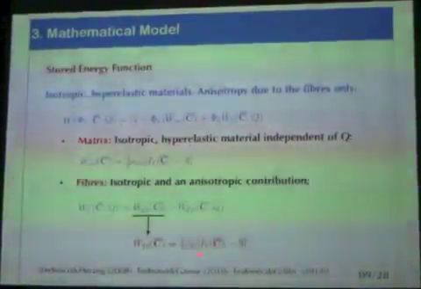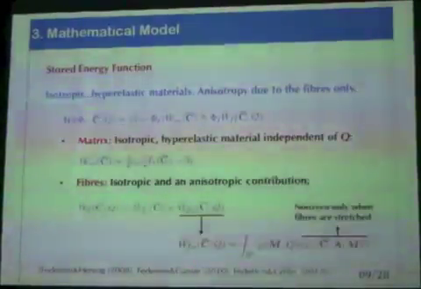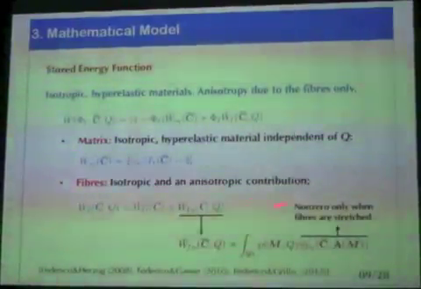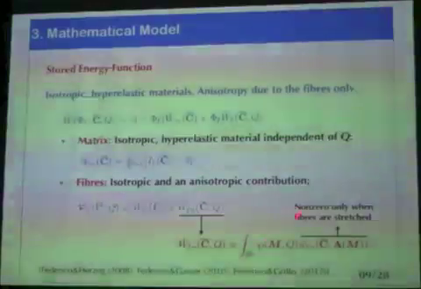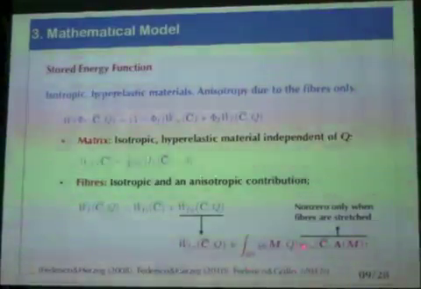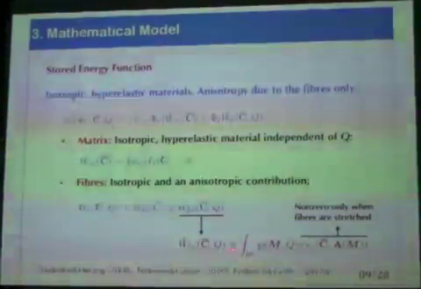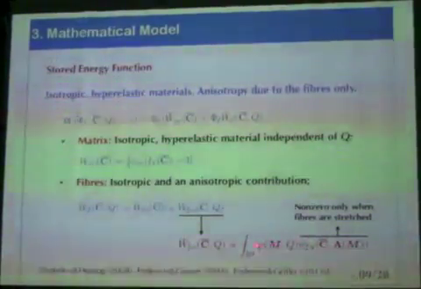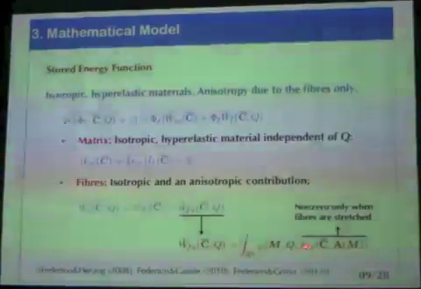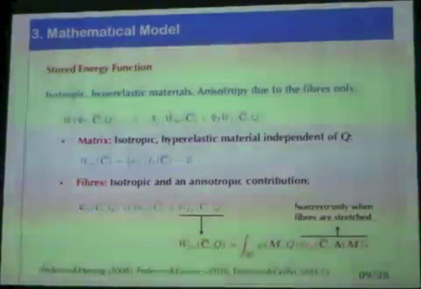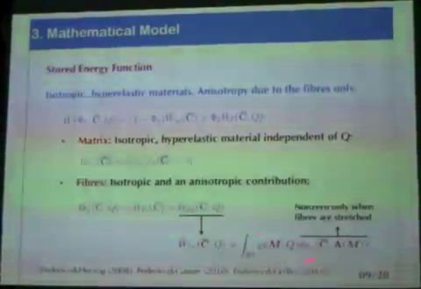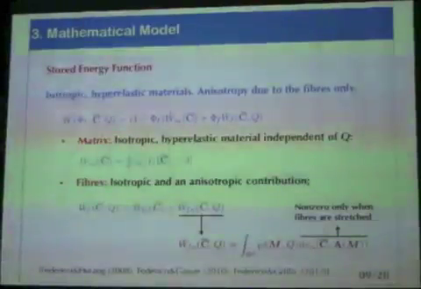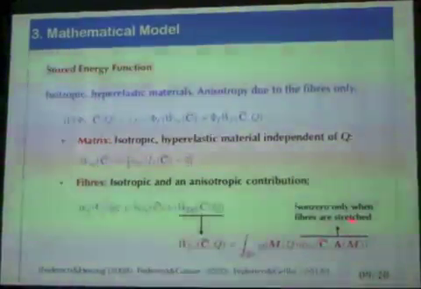Again, we take a Neo-Hookean law for the first isotropic term, and for the anisotropic term, in fact transversely isotropic, we average this energy, small w, with the probability density distribution. Inside this energy, there is a Heaviside function of the fourth invariant, which sets the energy equal to 0 when fibers are not stretched. So this is non-zero only when fibers are stretched.